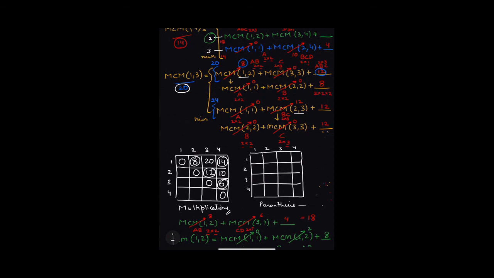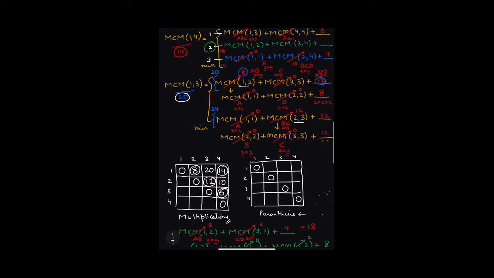For this, we are going to use this parenthesis matrix, where for the diagonal, we are going to put 0 as we have done for the multiplication matrix. And now we have to find the values of the upper triangular matrix. To find the value of 1 comma 2, you can see that this 1 comma 2 was obtained from 1 comma 1 and 2 comma 2. So we will be taking this value as 1 and writing it over here.